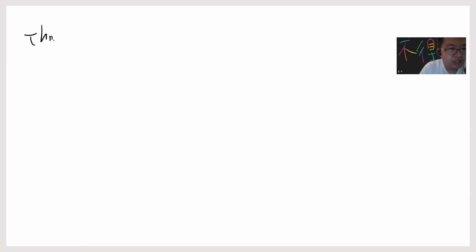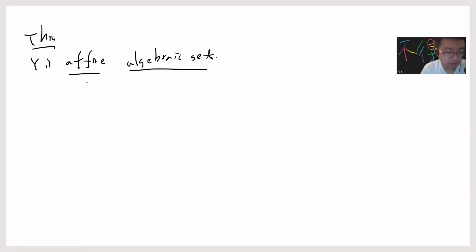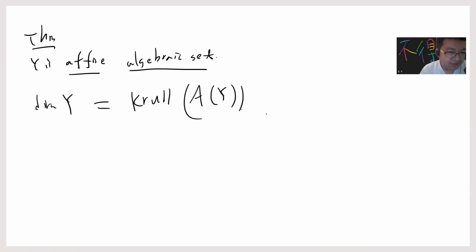So this theorem is simple. Suppose Y is a finite algebraic set. Then the dimension of Y as a topological space is the same as the codimension of A(Y). Remember, A(Y) by definition is just the polynomial ring divided by the ideal of Y.